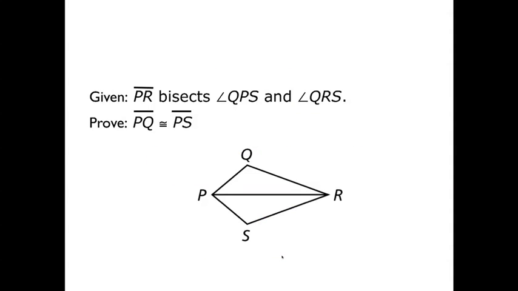We're going to do another one with a flowchart proof. This one we start with PR bisecting angle QPS and angle QRS. Now let's talk about what that means.